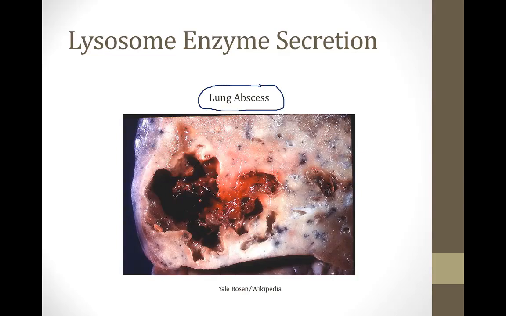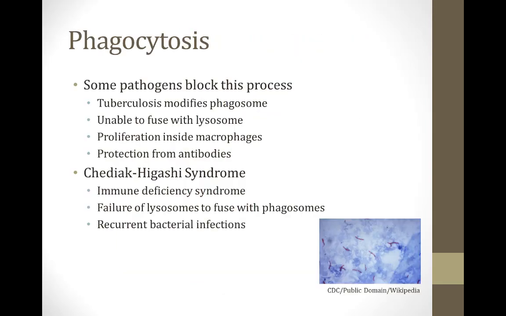It's also part of the way you get tissue destruction in many autoimmune diseases. For step 1 of your boards, it's important that you know the clinical correlates of this process of phagocytosis. And the first clinical correlate is that some pathogens block the process of fusion of the phagosome with the lysosome. And the most important one is tuberculosis. It modifies the surface of the phagosome so that it can't fuse with the lysosome. And this is what allows tuberculosis to proliferate inside of macrophages. This also helps it to evade antibodies, which are in the plasma and tissue and can't get inside the macrophage.